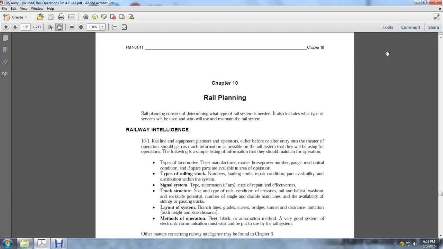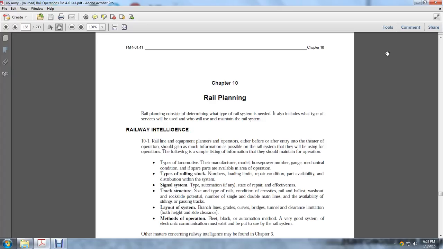The following is a sample listing of information that they should maintain in the operation: type of locomotive, the manufacturer, model, horsepower, number, the gauge, mechanical condition, and whether spare parts are available in the area. The type of rolling stock, number, the loading limits, repair and condition, and part availability, distribution within the system, single system type of operation, if any, and the state of repair and effectiveness.